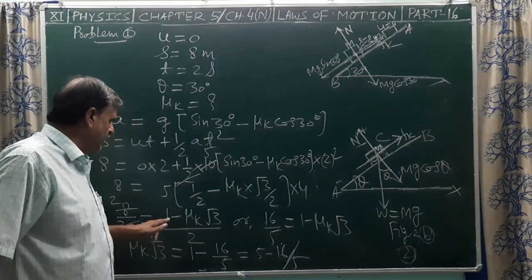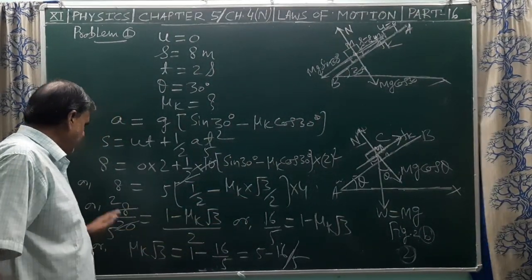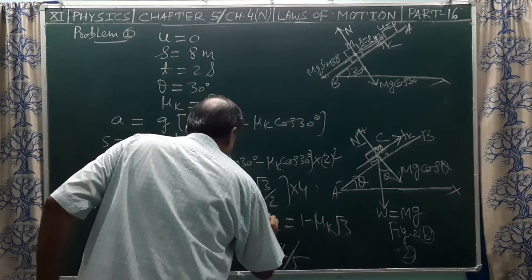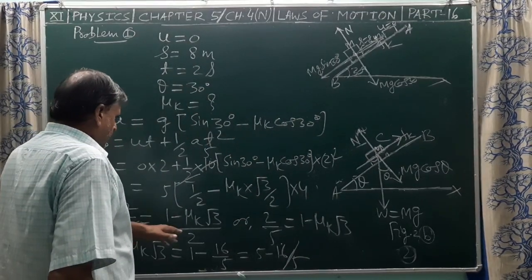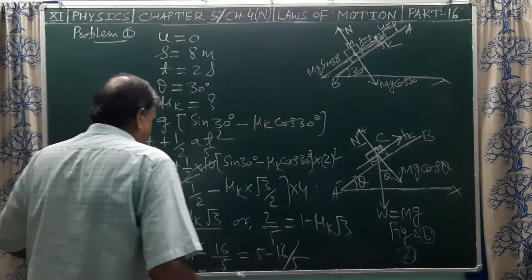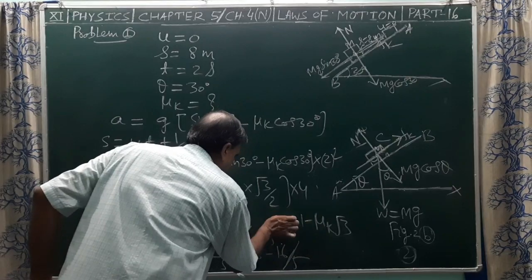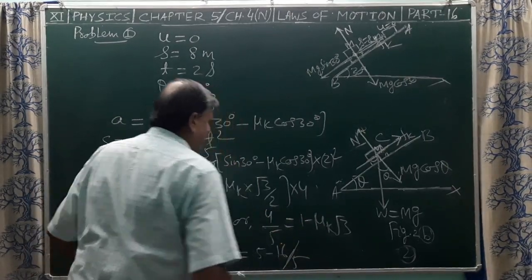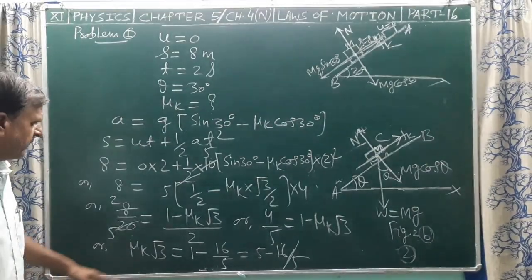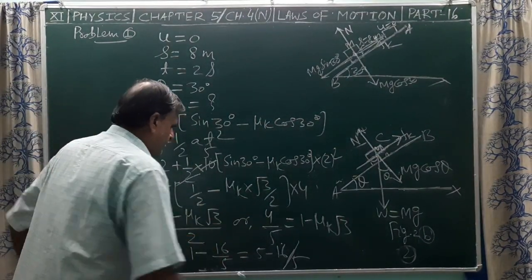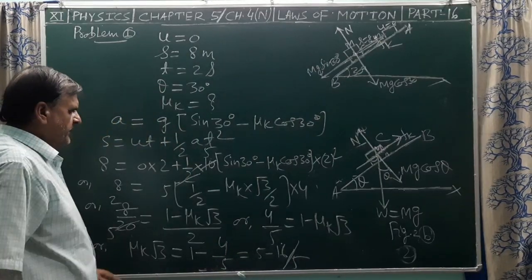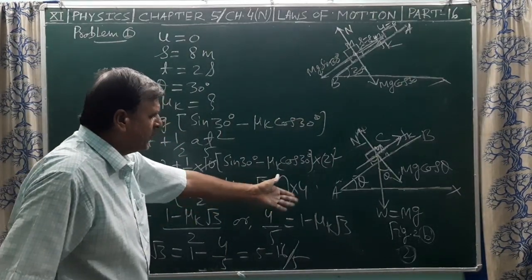LCM is 2, so it is 1 minus mu k root 3 by 2 is now 2 by 5. In place of 16 by 5, we have to write 2 by 5, or equals to 1 minus mu k root 3 by 2. Or we can write it as, by cross multiplication, 2 into 2, that is 4 by 5 equals to 1 minus mu k root 3. In place of 16, we have to write 4 by 5. So it is now 4 by 5 is equal to 1 minus mu k root 3.